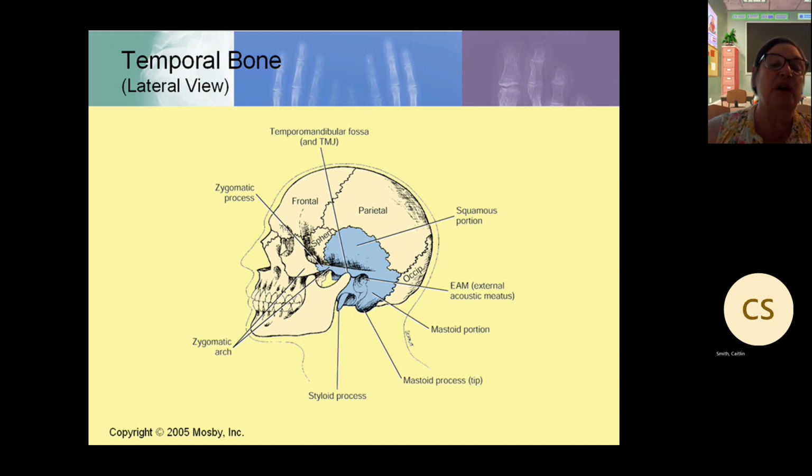The tympanic portion, they'll say that's basically been replaced, and it's where the organs of hearing are, but that's really within that petrous mastoid portion.